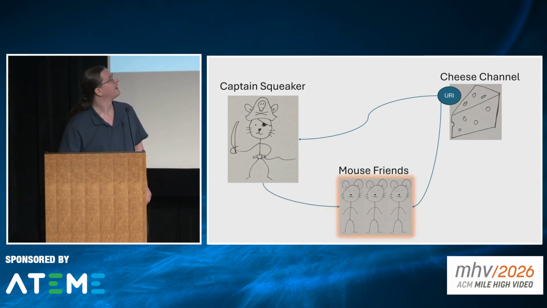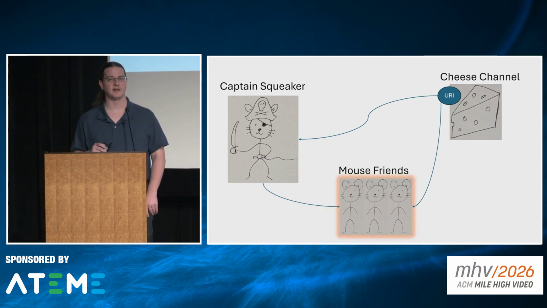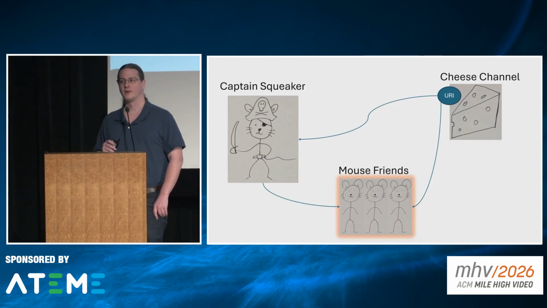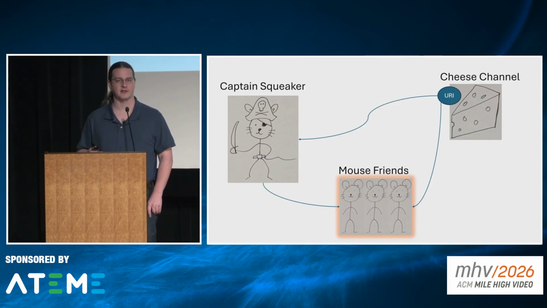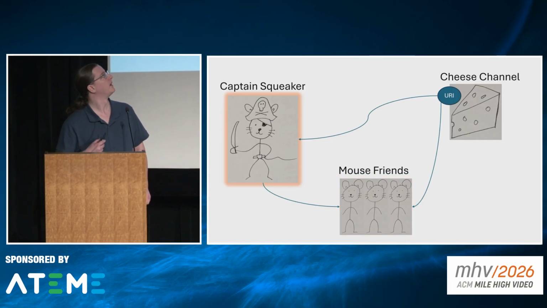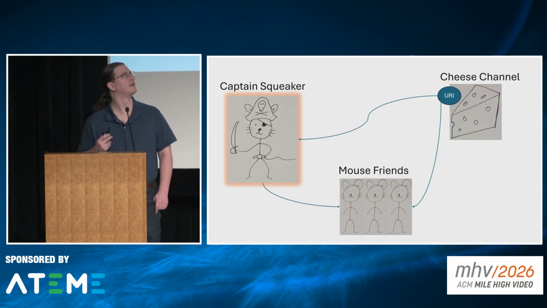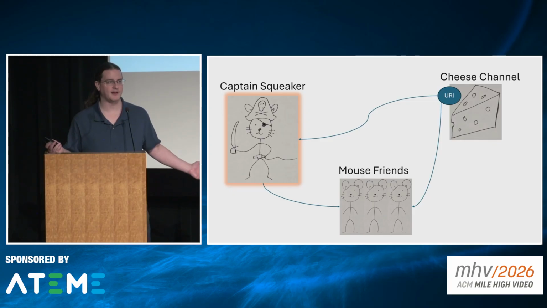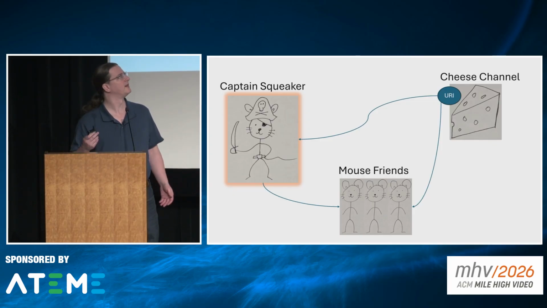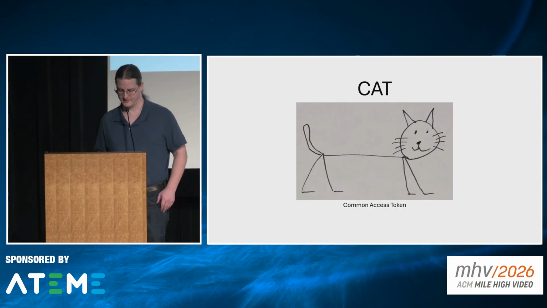And then the mouse friends have to be able to play the content, right? DRM is a fantastic tool. You should use it when it's appropriate, but that's not the tool we're talking about here today. What we need to figure out is how to stop Captain Squeaker from effectively sharing his URIs. If we want to stop a mouse pirate, we use a cat.